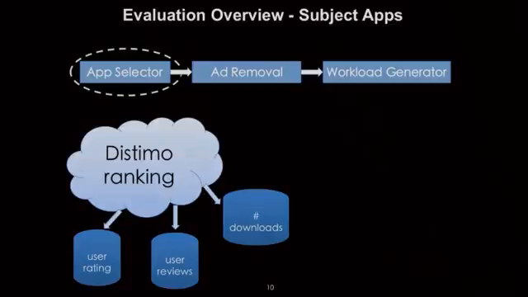We first selected the apps that we wanted to study. For this, we went to a website called Distimo, which ranks applications in the Google Play Store. They rank the top 400 applications in each category.